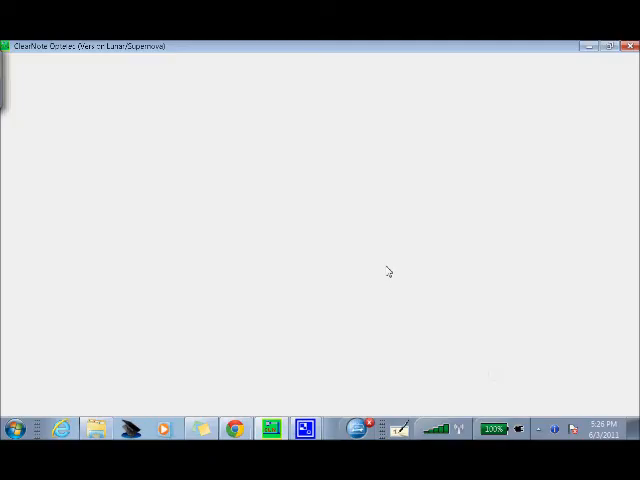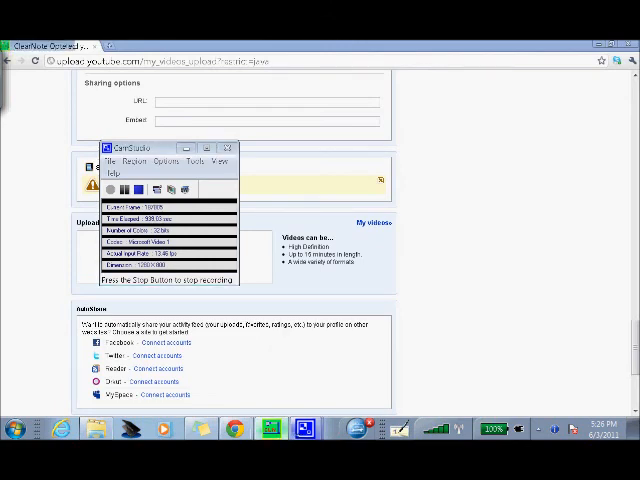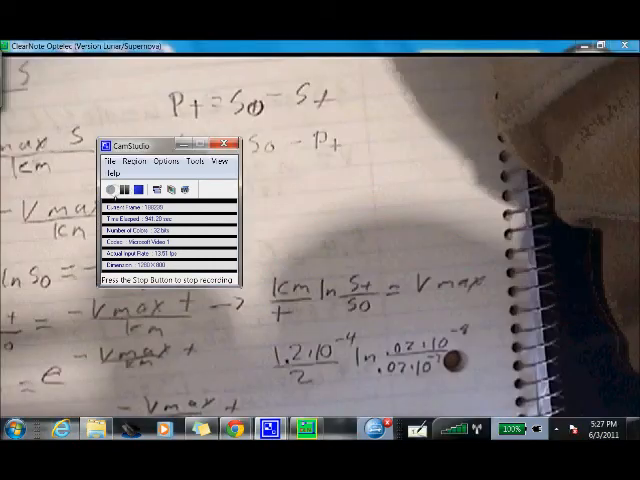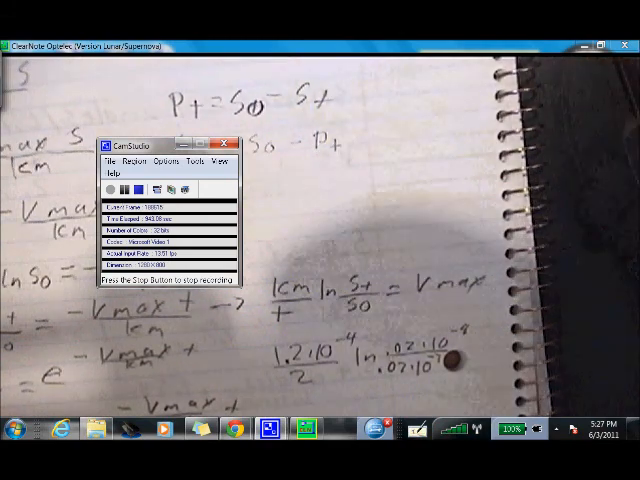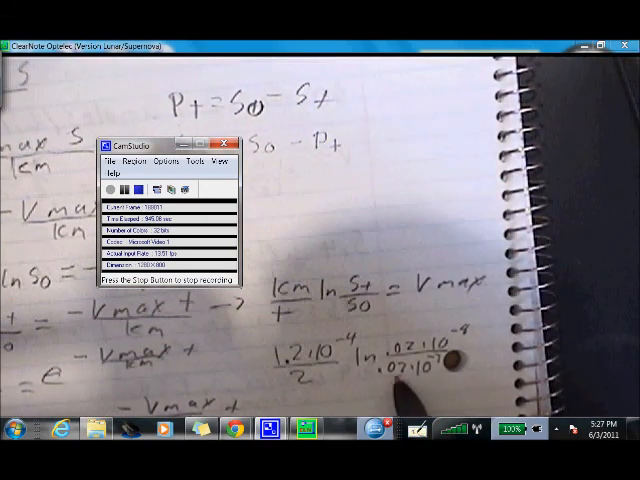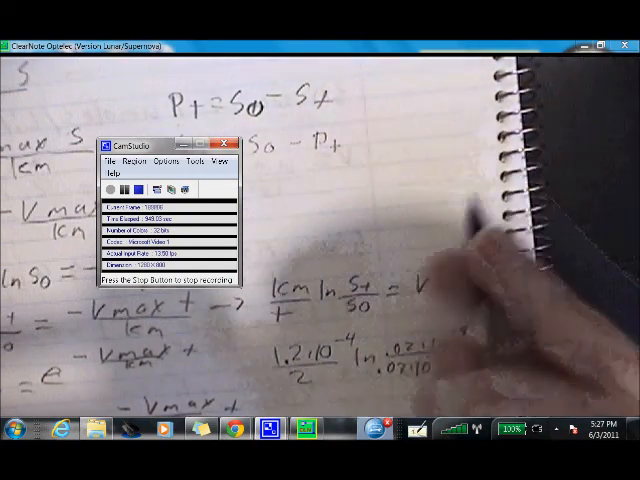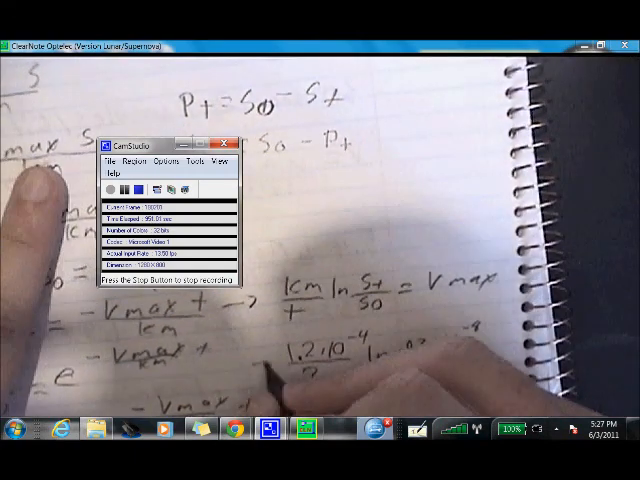And I really hope that didn't freeze up. I don't know what happened to my screen. Give me one, please. Okay, I'm sorry about that, but here we go. It's going to be 10 to the negative 7th. Sorry if you can't see this. This is going to equal your Vmax.